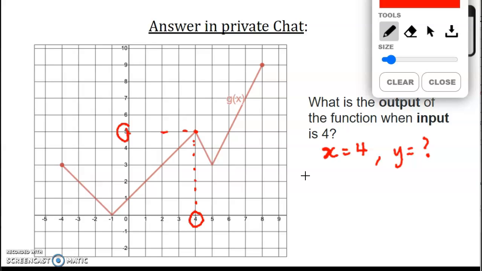So y was 5. That means we would write this as f of input was 4. The output when input was 4, output was 5. So f of 4 is going to be equal to 5. This is using the function notation.